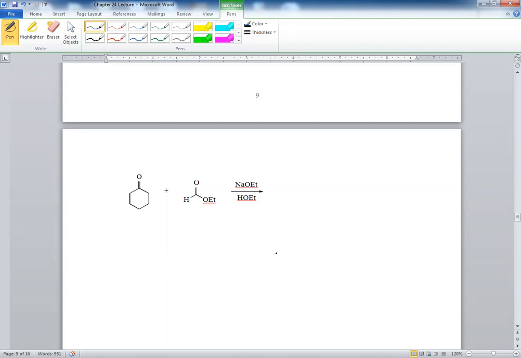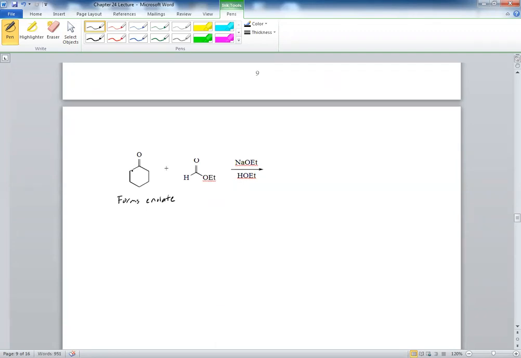Okay. If you figured this out, I hope you did, but let's take a look at this. Of these, which one can form an enolate? It would be this one. It can form either one, so this one forms the enolate, and it doesn't matter which side it forms on. Both are equivalent. And this one has no alpha hydrogens, so it can't form an enolate, and therefore this is going to be your electrophile.